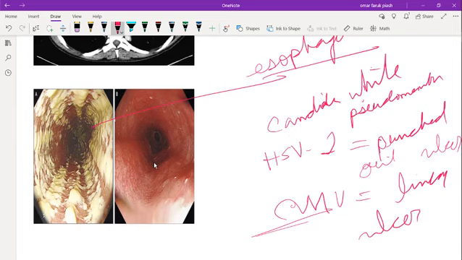Can you remember where there is longitudinal laceration? Yes, in Mallory-Weiss there is longitudinal laceration. Can you remember where there is transmural involvement? In Boerhaave syndrome there is transmural involvement.